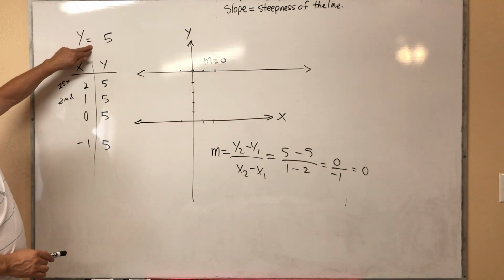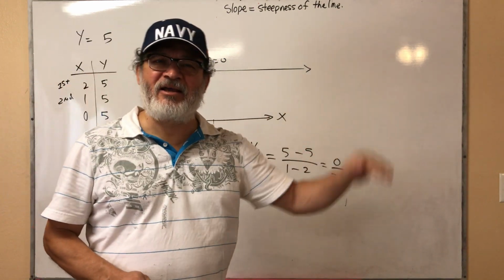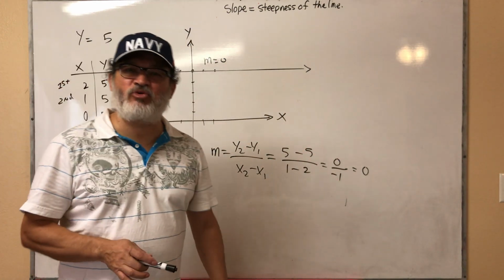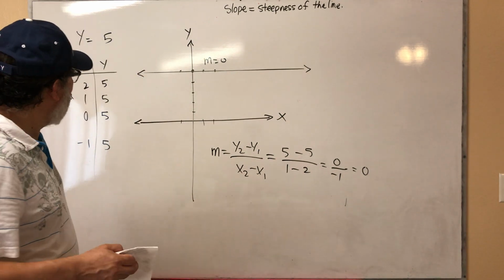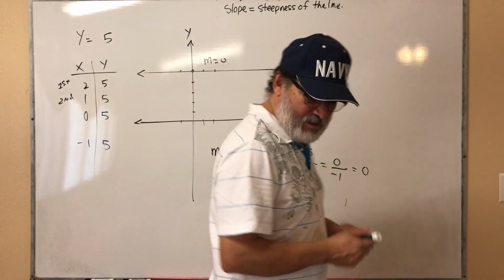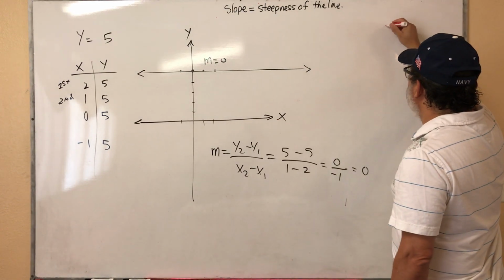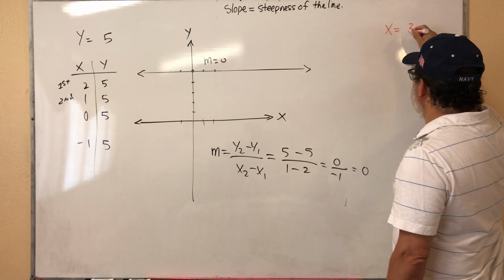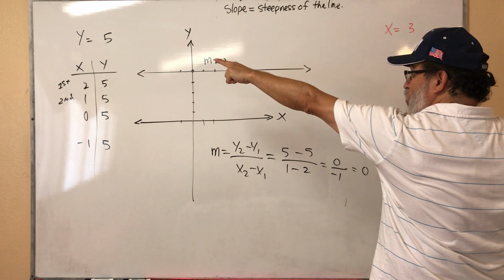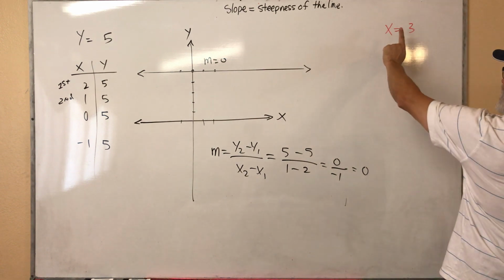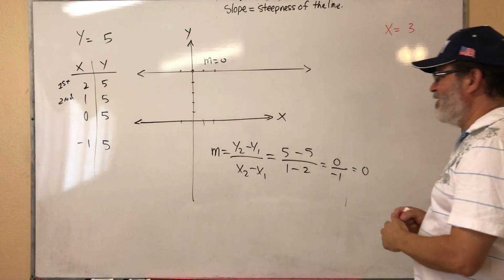So when y equals a number, graph a horizontal line. Horizontal lines have 0 slope. How about this one? Let me do this one in red. x equals 3. If y equals a number is a horizontal line, then x equals a number must be a vertical line.